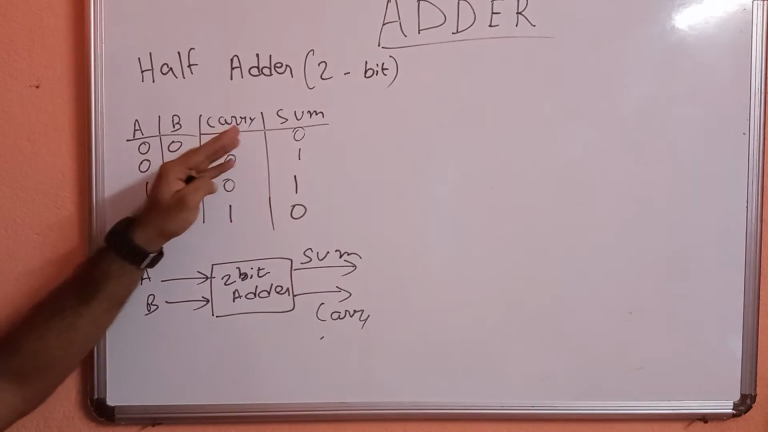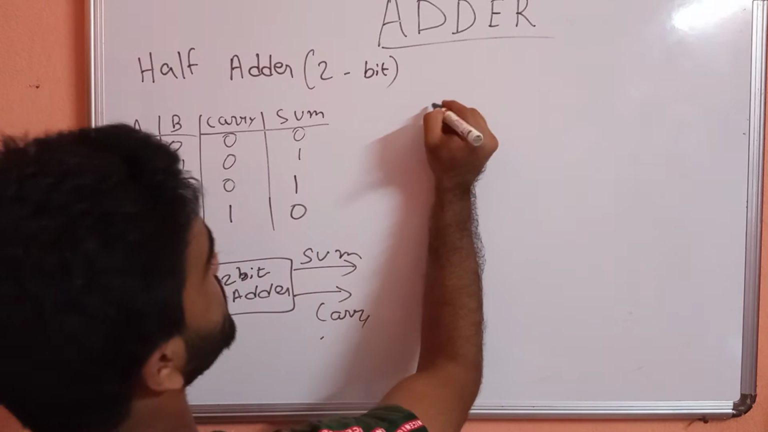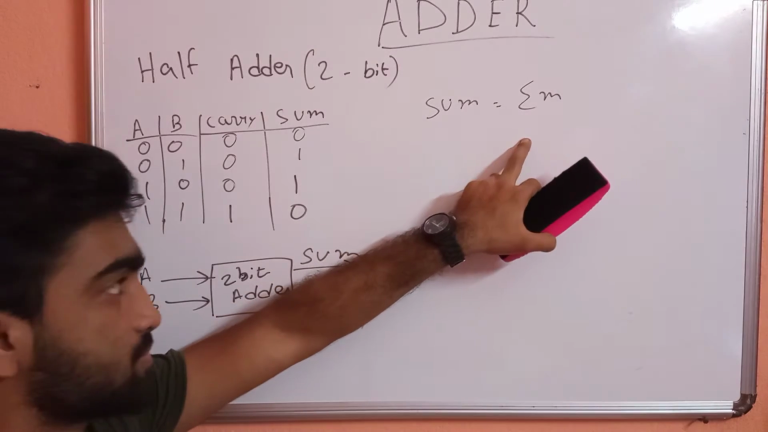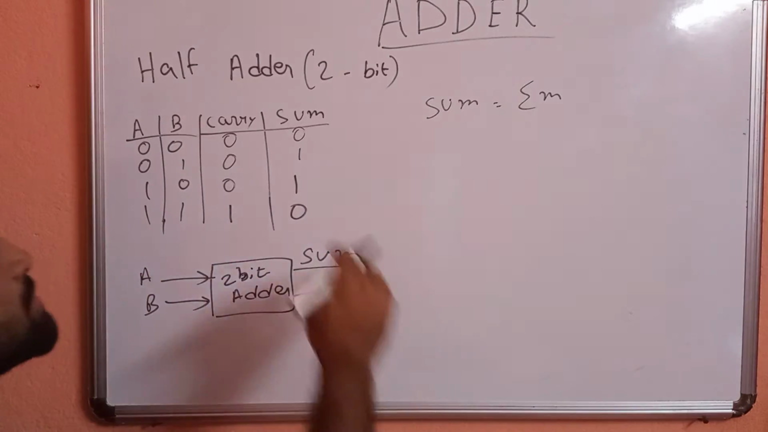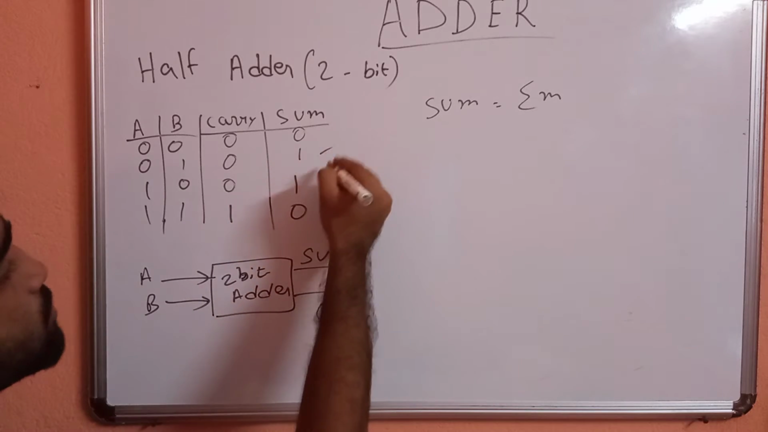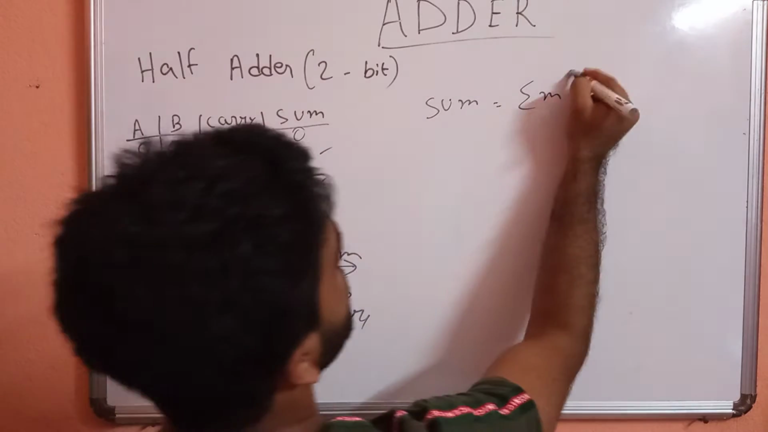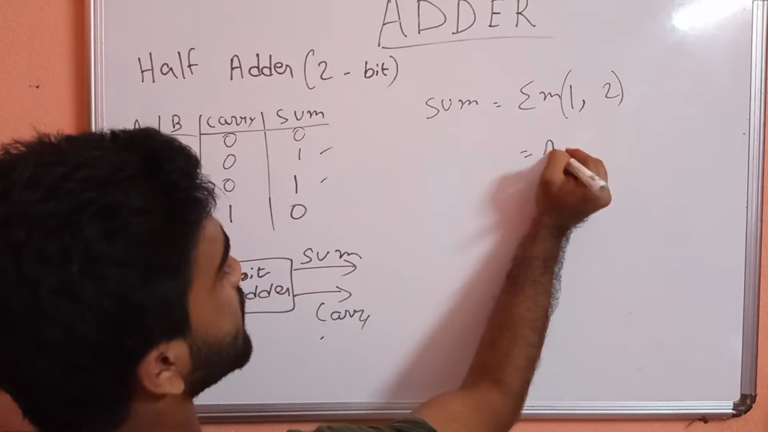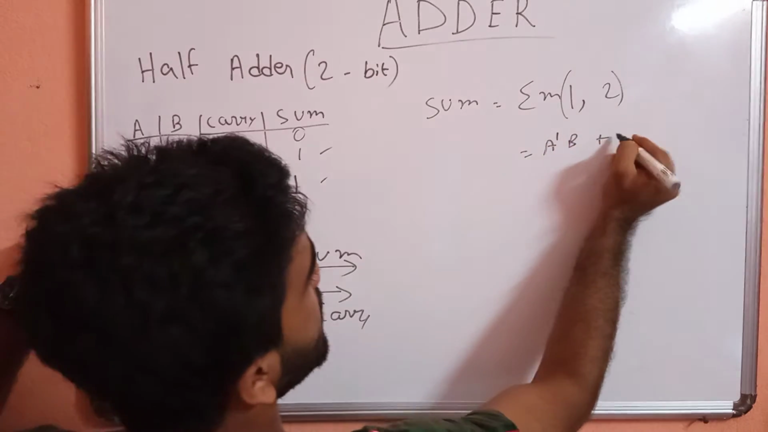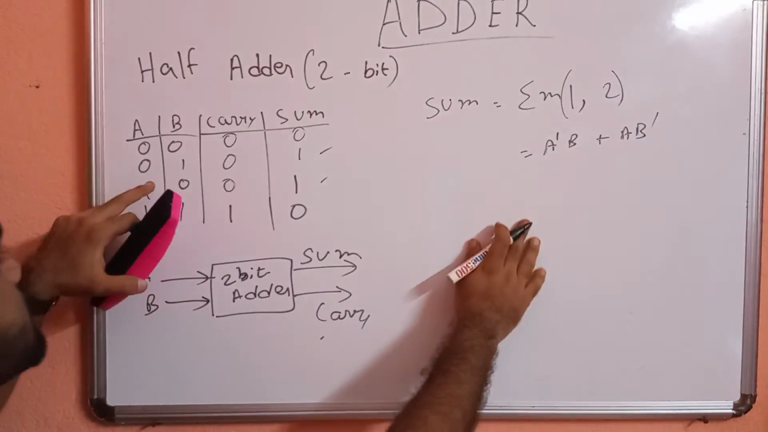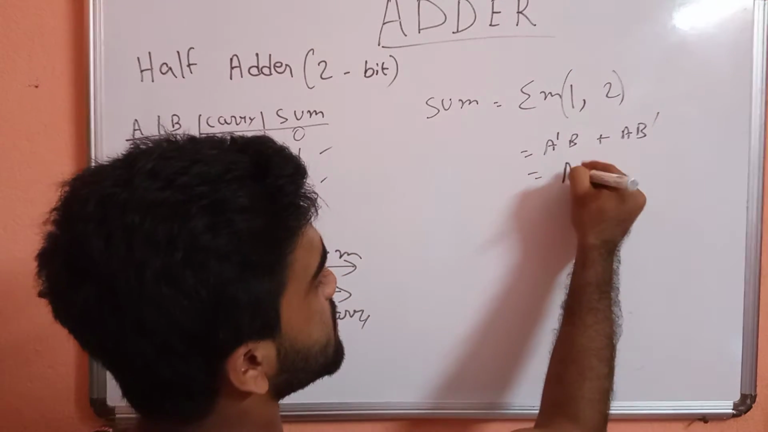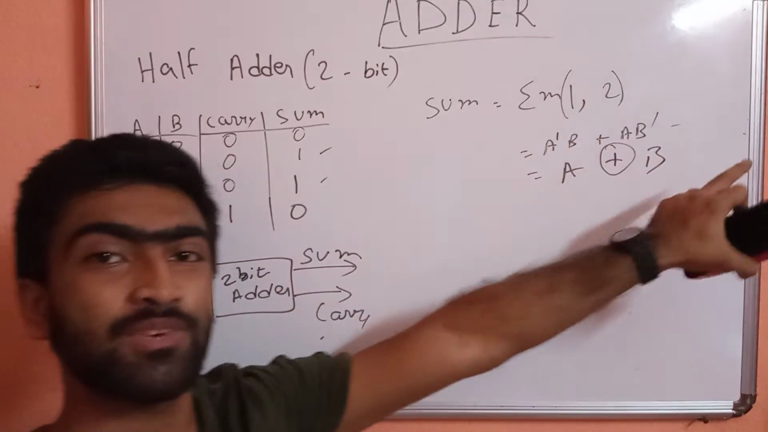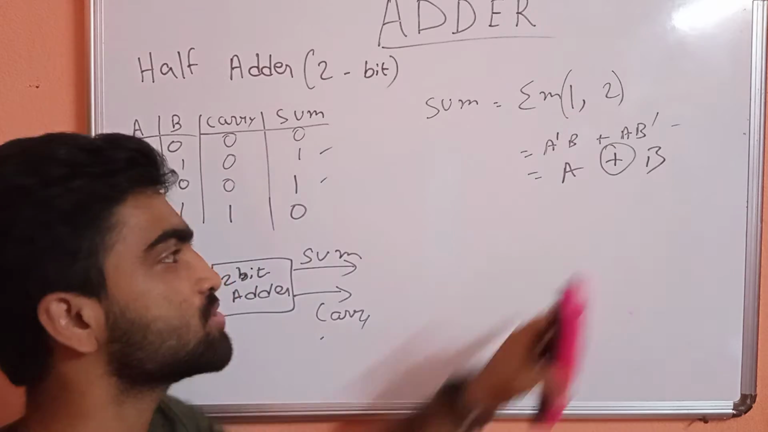Now writing the carry part and sum part. What will be the sum part? We are writing the sum of products. That means we are taking the minterms where the output is 1. What will be A complement? Carefully watch it: A complement B plus A B complement. Correct? What is it? A XOR B. This means A complement B plus A B complement is A XOR B. I hope you know this.